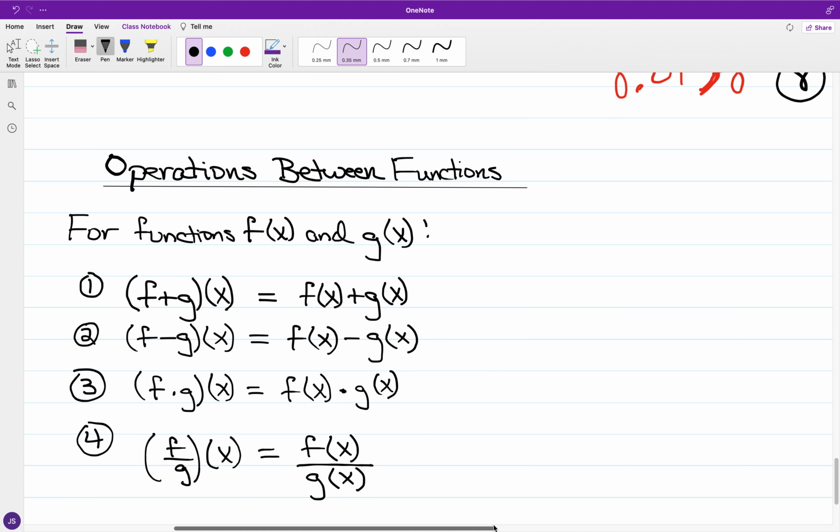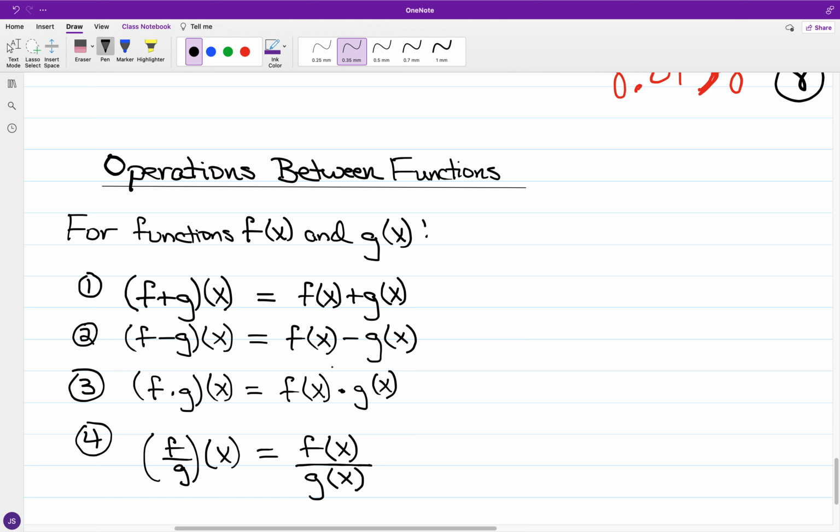All right, so you had the sum function leading to the sum of functions, difference function to the difference between functions, and again you have the product function equal to the product of the individual functions f of x and g of x. And for the quotient function, we're looking at the quotient between the functions f of x and g of x, where we have f of x divided by g of x.